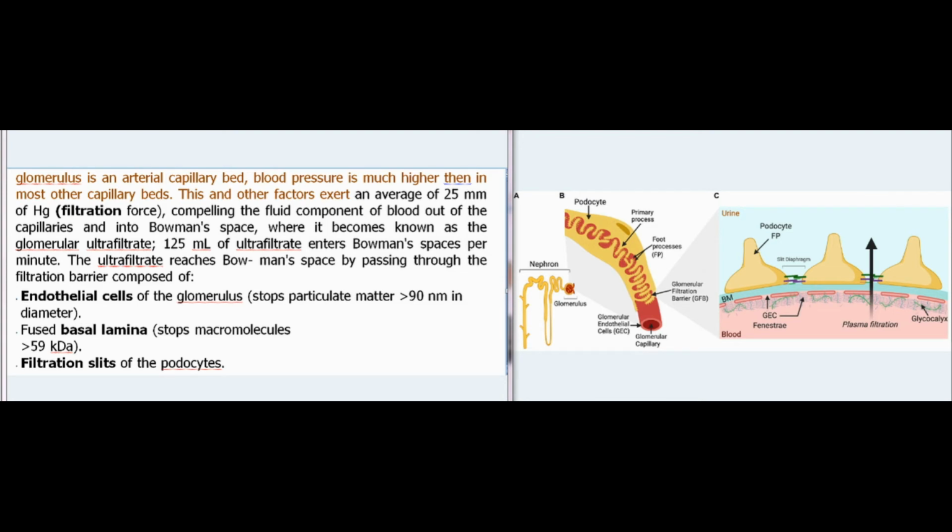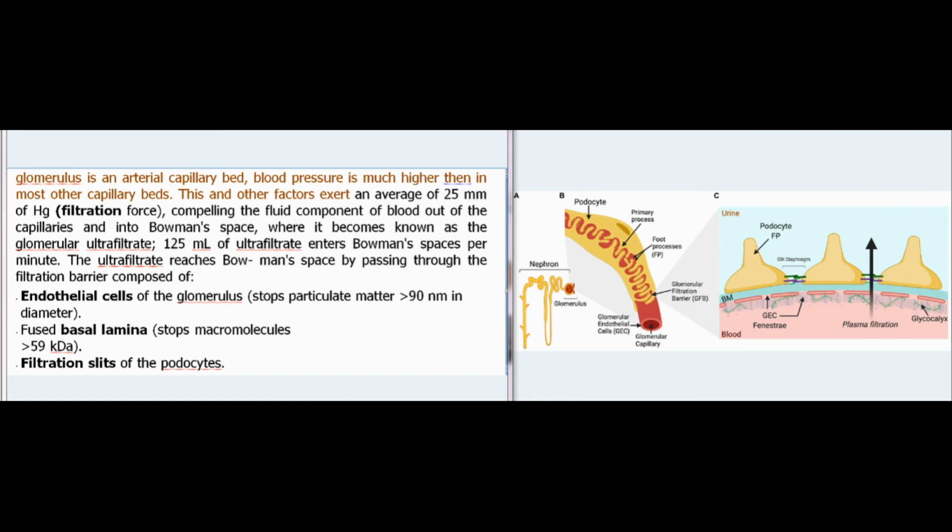This and other factors exert an average of 25 mm Hg filtration force, compelling the fluid component of blood out of the capillaries and into Bowman's space, where it becomes known as the glomerular ultrafiltrate. 125 ml of ultrafiltrate enters Bowman's space per minute.